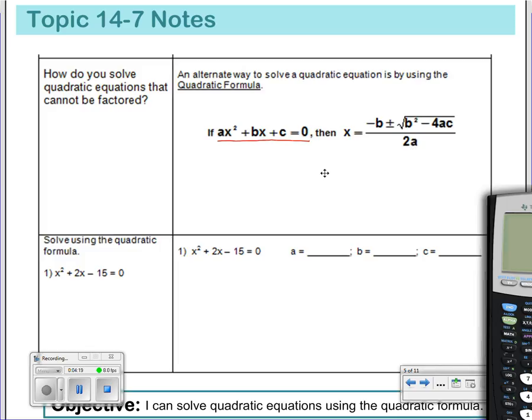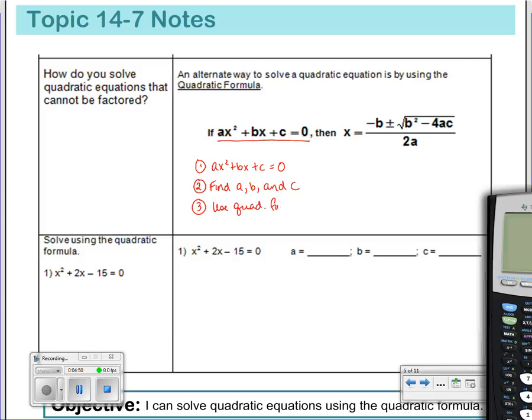So if we're going to use this formula, the first thing we need to do is make sure it is set equal to 0, just like we did before. The second step, we're going to find our ABCs. That means find what's the number in front of the x squared, what's the number in front of the x, what's the constant. And then the last thing, we're going to use the quadratic formula.